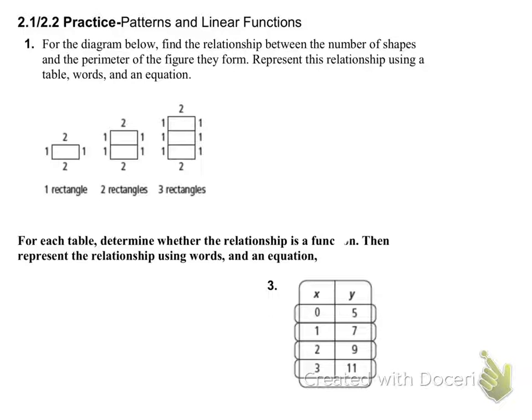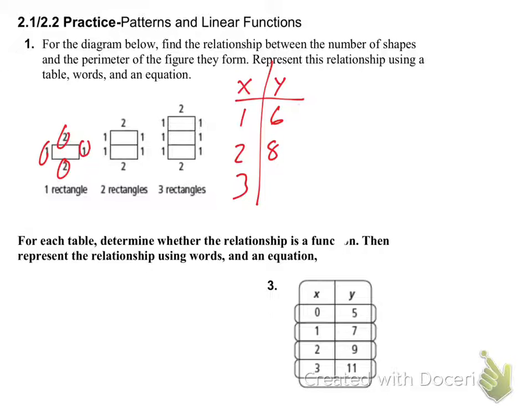All right, for the diagram below, find the relationship between the number of shapes and the perimeter. Represent this relationship using a table, words, and an equation. So we have 3 shapes. What we need to do is make an XY table. So we have 1, 2, 3, because there's 3 different shapes. For the first one here, it's 2 plus 2 plus 1 plus 1, which is equal to 6. That's what the perimeter is, so we'll do that for the rest of them.